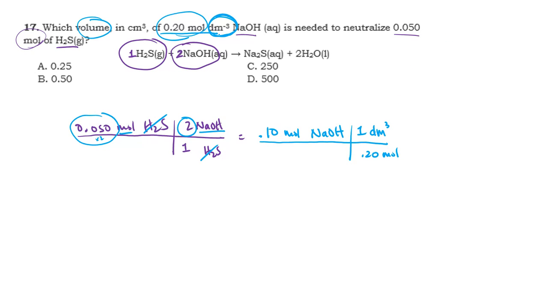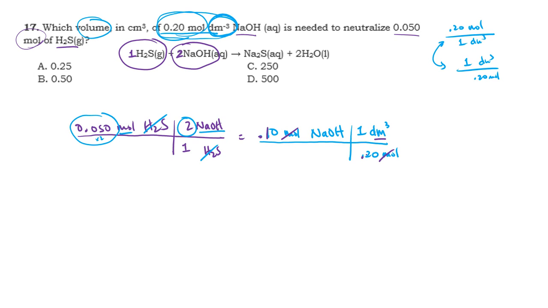Well, I know that I can have 0.20 moles in 1 cubic decimeter, but I could also say that in my 1 cubic decimeter, I've got 0.20 mole. Same idea. I'm just flipping things around. What's good about this is I can now cancel out my moles of sodium hydroxide. I'm now going to have cubic decimeters of my sodium hydroxide.